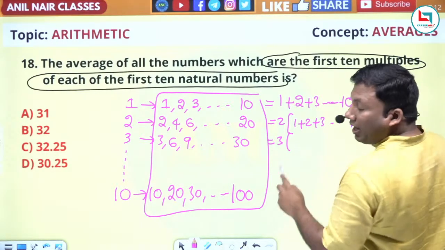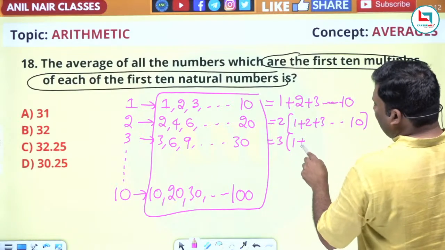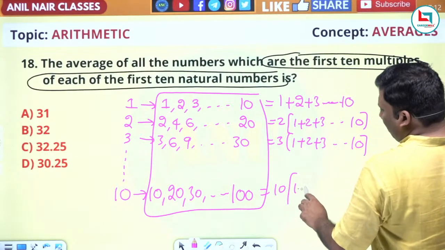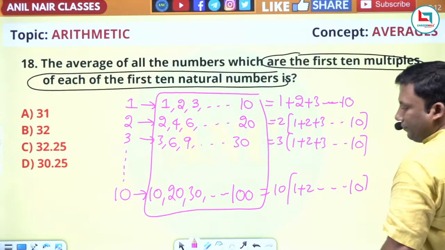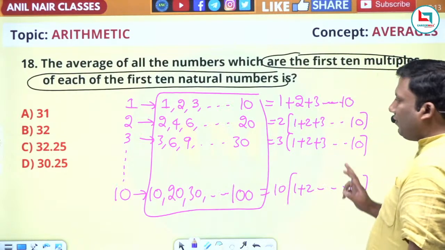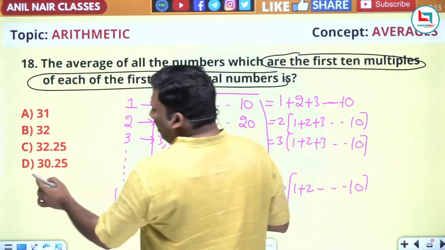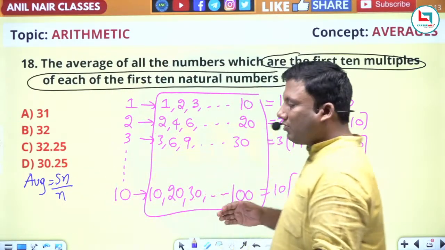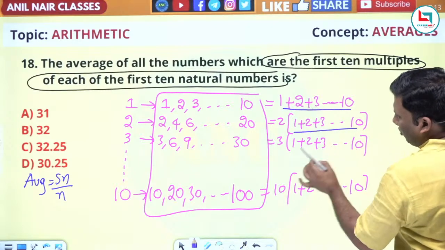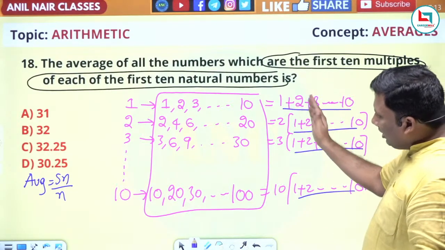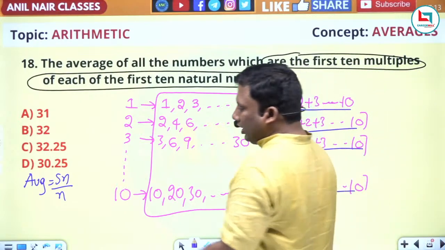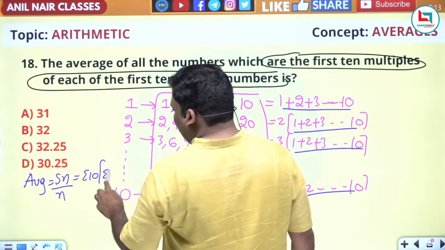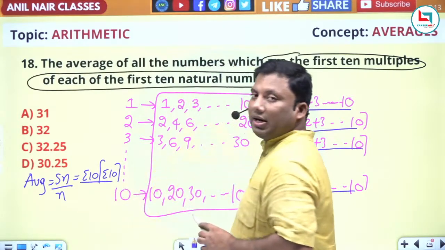3 times. Average is given by sum of the quantities by number of the quantities. 10 times it will be 1 plus 2 plus 3 and so on up to 10. If I take this value common, what will be there? 1 plus 2 plus 3 and so on up to 10. That means summation 10. Summation 10 if I take common, again summation 10 will come. Divided by number of the quantities.